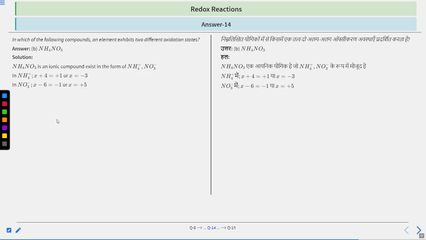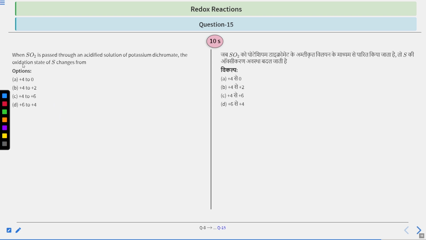Okay, let's move to the next question, question number 15. When SO2 is passed through an acidified solution of potassium dichromate, the oxidation state of S, that is sulfur, changes from which to which? We have been given a reaction explanation: when SO2 is passed through an acidified solution of potassium dichromate, the oxidation state of sulfur changes. So options are +4 to 0, +4 to +2, +4 to +6, or +6 to +4. You have 10 seconds to solve this question. After that, we will see the answer.